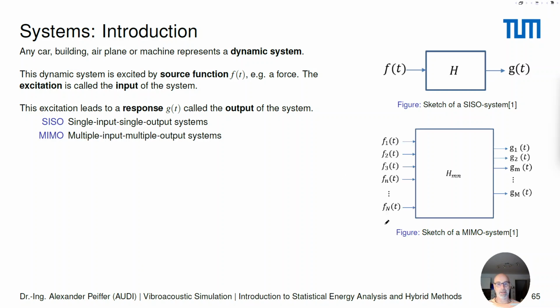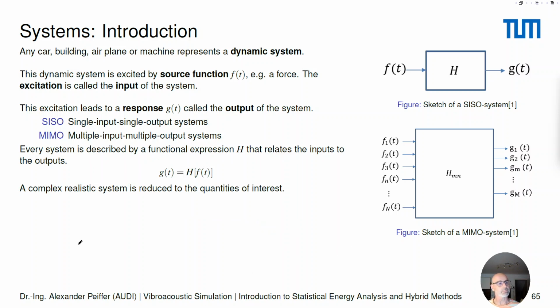When we have multiple inputs, say n input functions, and we have multiple, here m, output functions, then we are talking about a multiple input and multiple output system. Here the short form is MIMO, however in what language you pronounce it. And every system is expressed or described by a functional expression, capital H, that relates those inputs to the outputs.